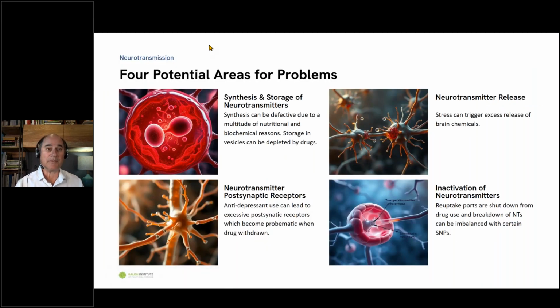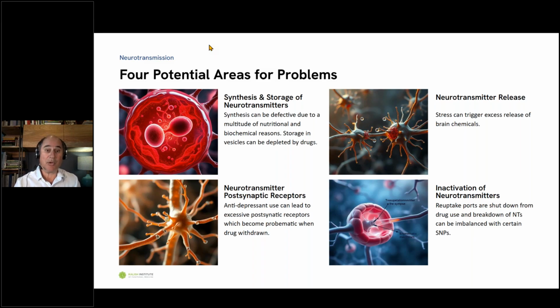Okay, so now let's talk about the biggest picture possible. How do things go bad with neurotransmission in general? One, you can have a synthesis problem. You're just not making neurotransmitters for a whole variety of reasons we'll get into.